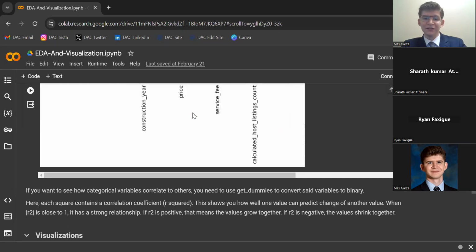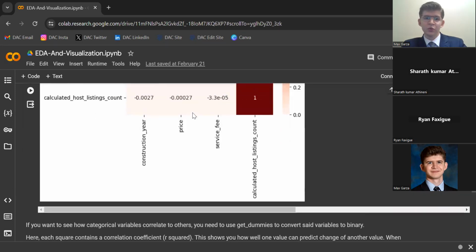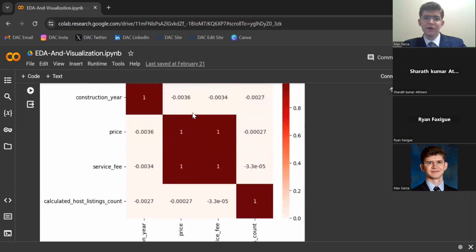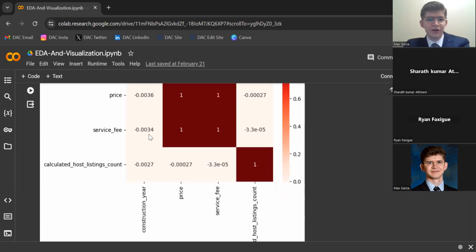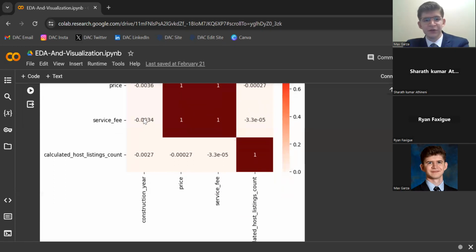And if it is negative, then the values will shrink, or one of the values will shrink as the other one increases. So here we see it's not a strong correlation, so it would not be useful to look at this. But you can see that maybe the construction year has a negative impact on the service fee, or vice versa.